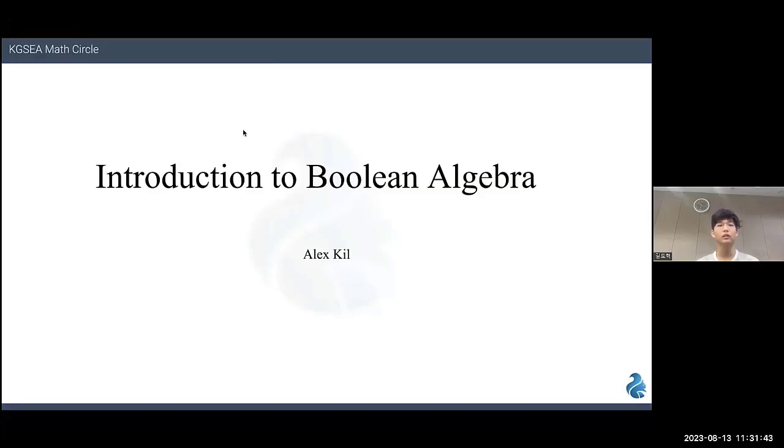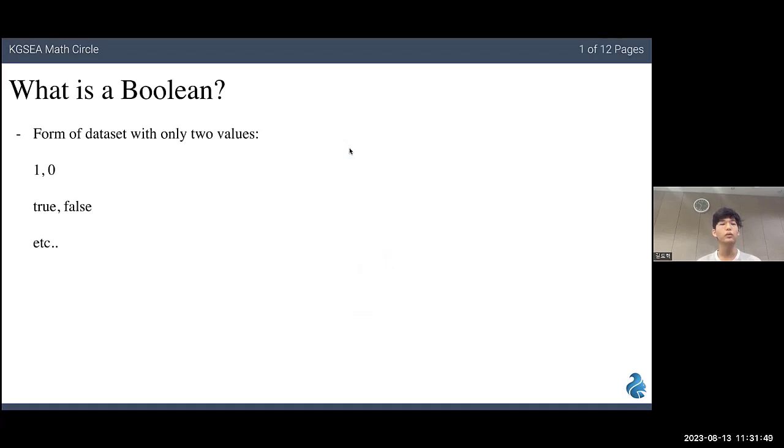And today I'll be introducing the topic of Boolean algebra. Before we get into what Boolean algebra is, I'll first define what a Boolean is. Boolean is a form of dataset with only two values, commonly represented as 1 or 0 or true, false, etc.